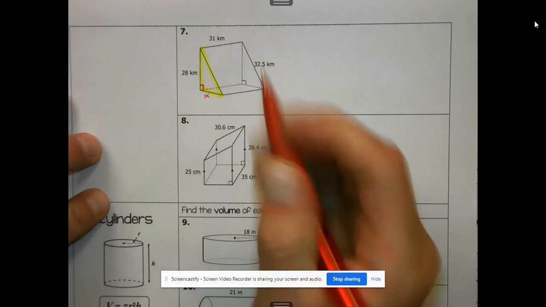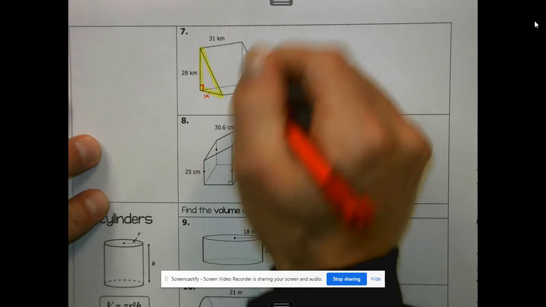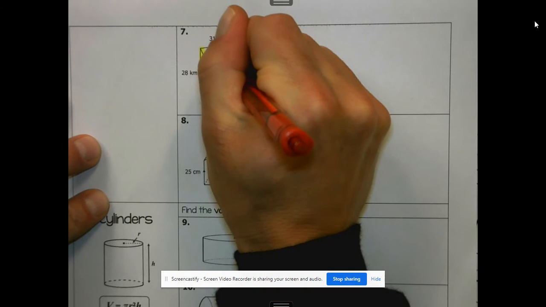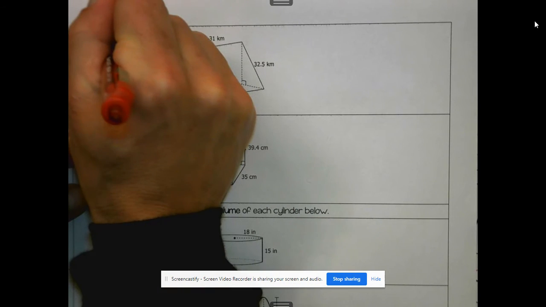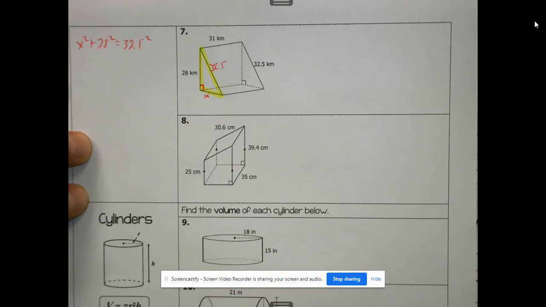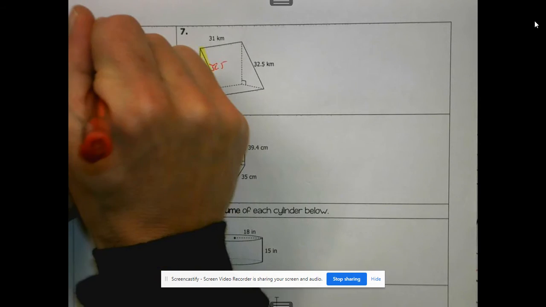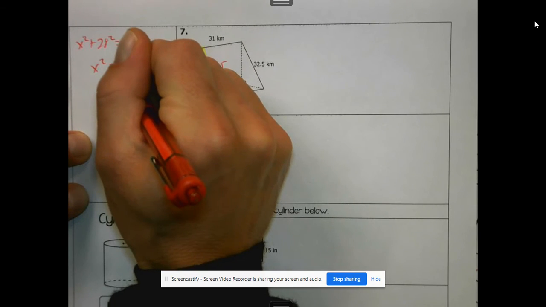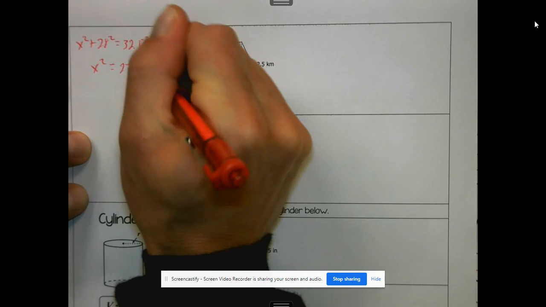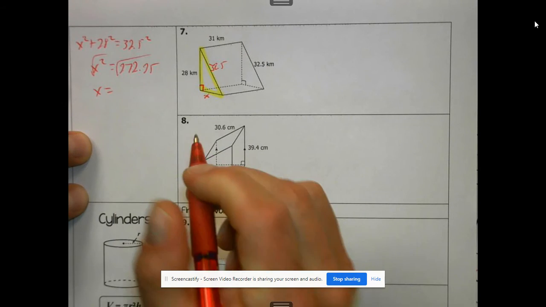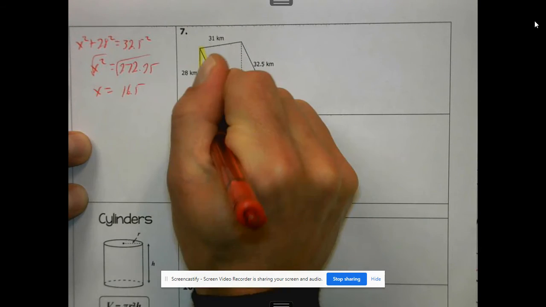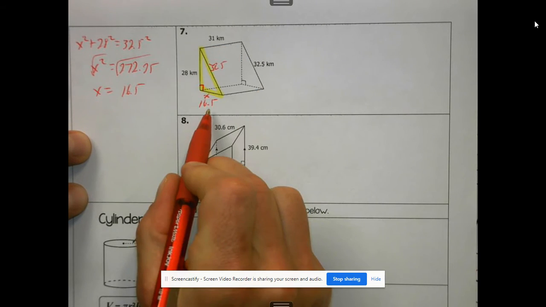So off to the side, Pythagorean theorem, right? Remember, this side is also 32.5. Just bring it over. X squared plus 28 squared equals 32.5 squared. If you subtract over the 28 squared, that gives us the decimal, 272.25. And then we square root that, 16.5. So this little base of the triangle is 16.5.